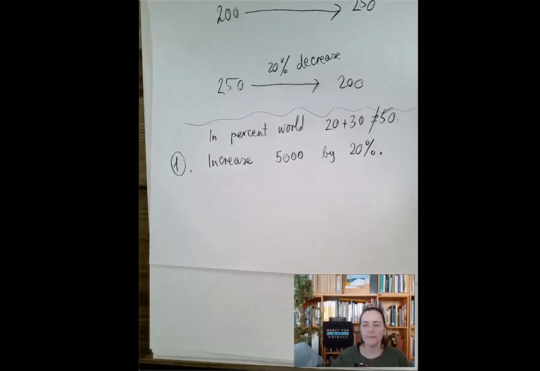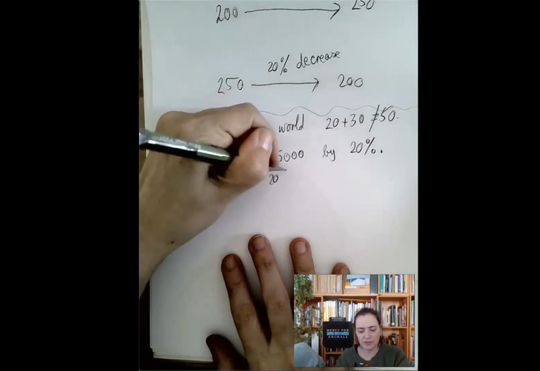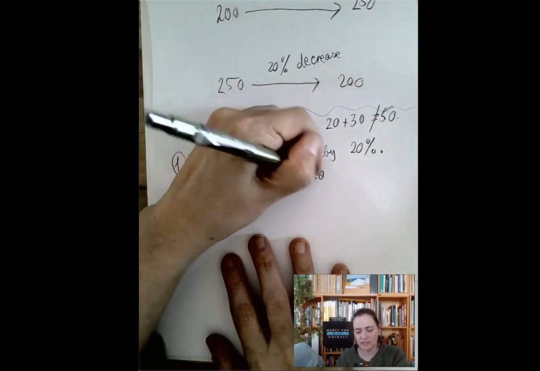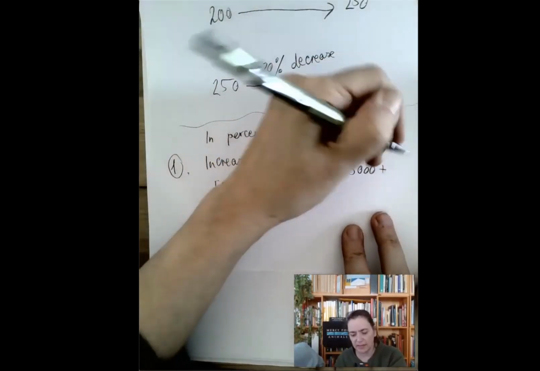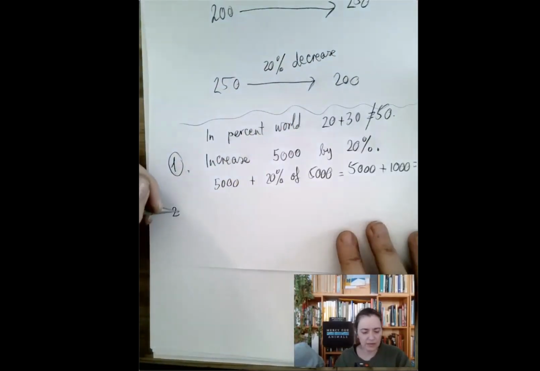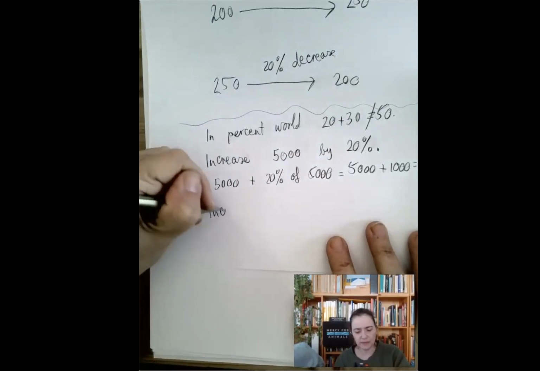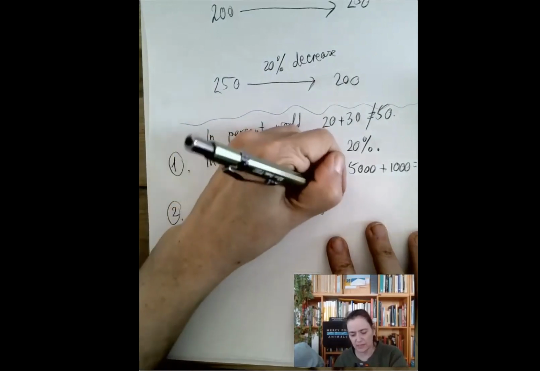Okay, good. So 1,000 is not the result. Okay, 1,000, now add it to 5,000. So the result is going to be 6,000, right? Because it's 5,000 plus 20% of 5,000. We just discussed that 20% is just 1/5. So that's 5,000 plus 1,000, which is 6,000. Okay, number 2, increase 6,000 by 30%.